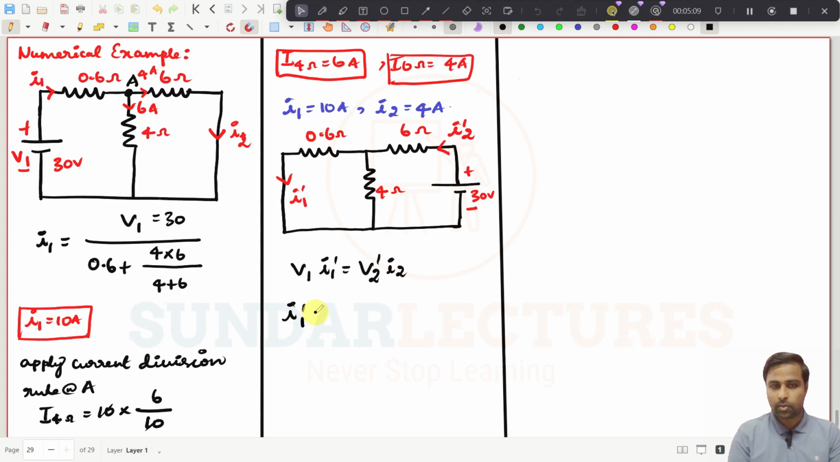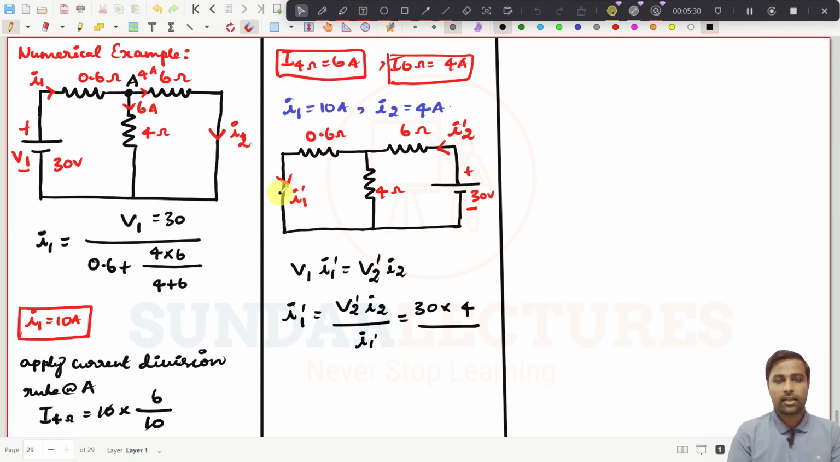So what is I1 dash? Then that should be equal to V2 dash into I2 divided by I1 dash. So what is this value? What is V2 dash? You know that this is 30 volt. This is 30. And what is I2? What is this branch current? That is 4. This is 4 divided by what is I1 dash?